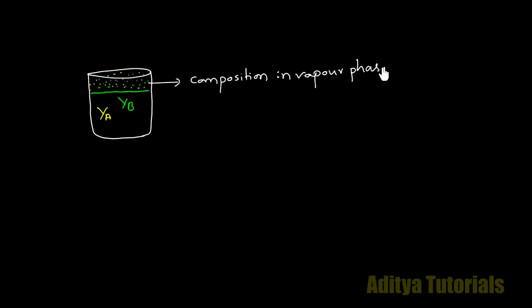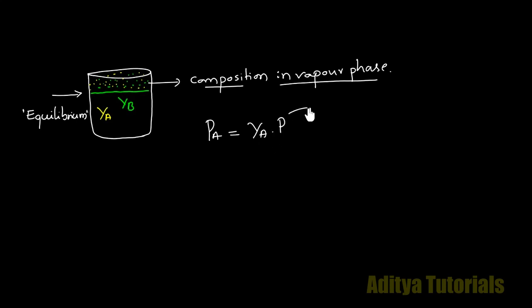And this calculation is done when equilibrium is established. At equilibrium. Only when the equilibrium is reached can we calculate the composition of the vapor in the vapor phase. So that can be given by the partial pressure of A, that is, the mole fraction of A multiplied by the total pressure. P is here called the total pressure.